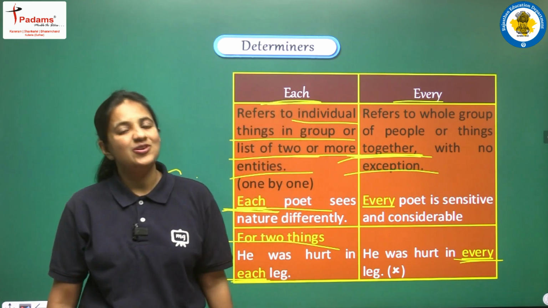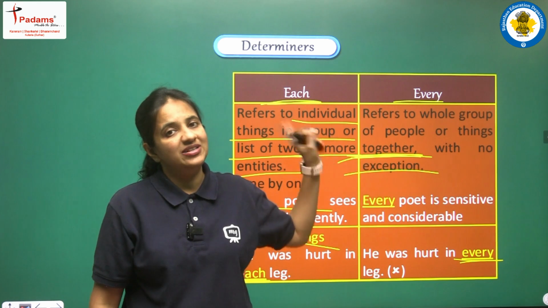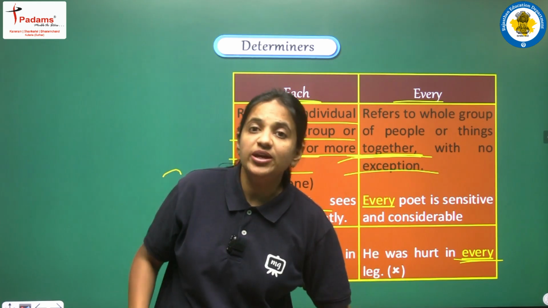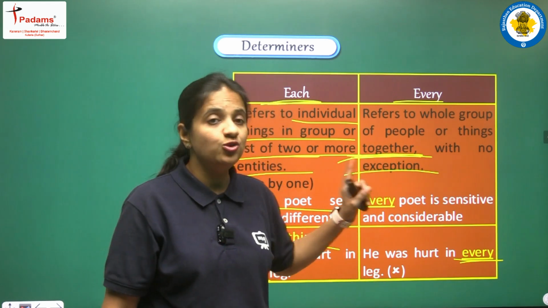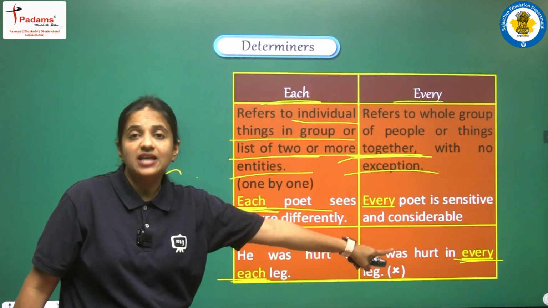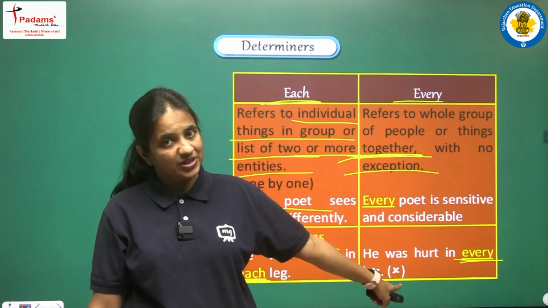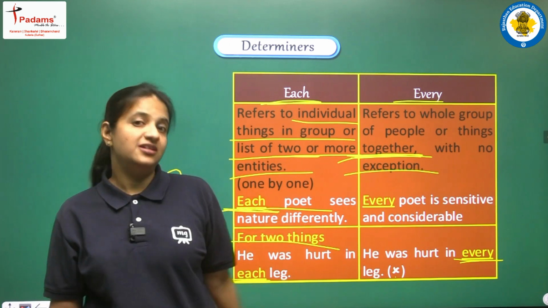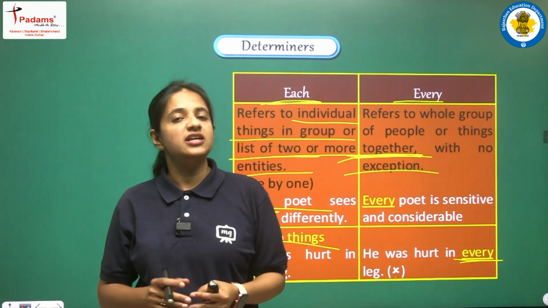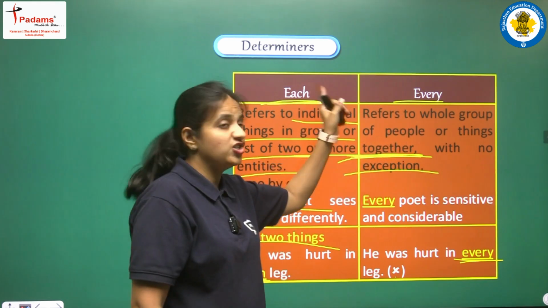Why? Because we all human beings are having only 2 legs, but with the help of every we are showing 3 or more things. So if we are having leg here, then we have to use each, we cannot use every. The use of every will be wrong. Okay? So I am summarizing this one more time. Students, listen very carefully because there is a very minute difference between these two determiners. They are each and every.